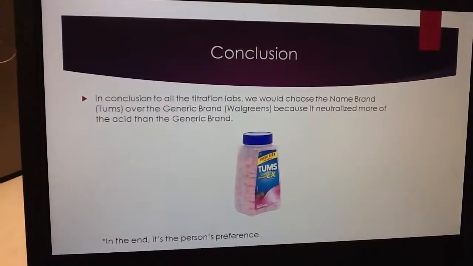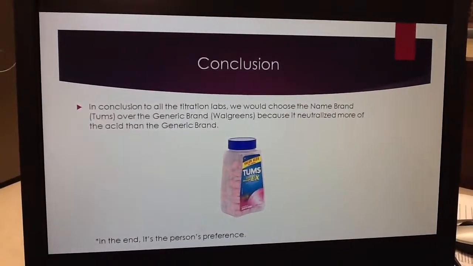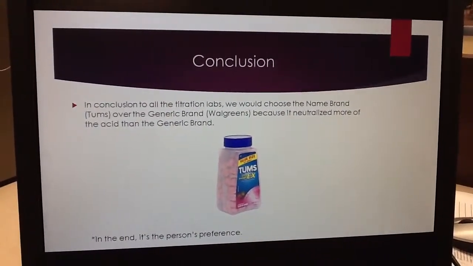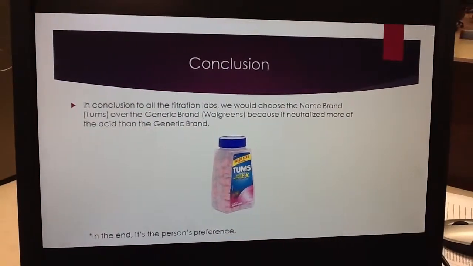In conclusion, to all the titration labs, we would choose the name brand Tums over the generic brand Walgreens because it neutralized more of the acid than the generic brand. In the end, it's the person's preference.